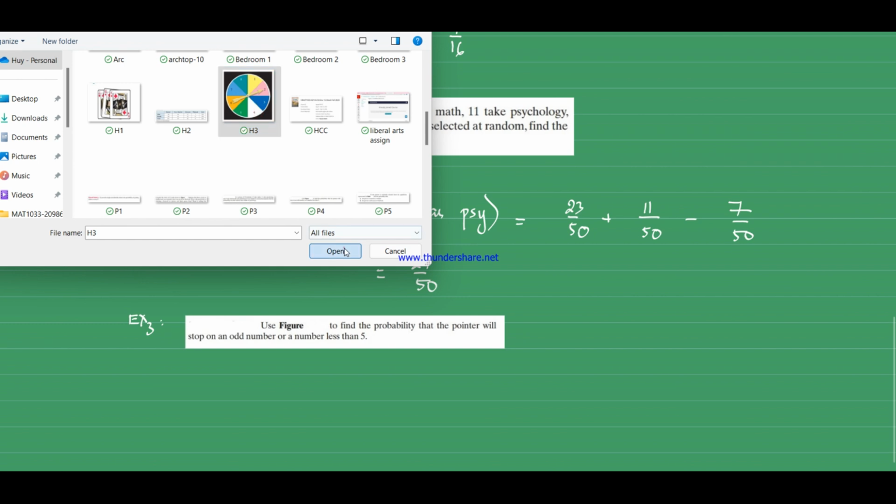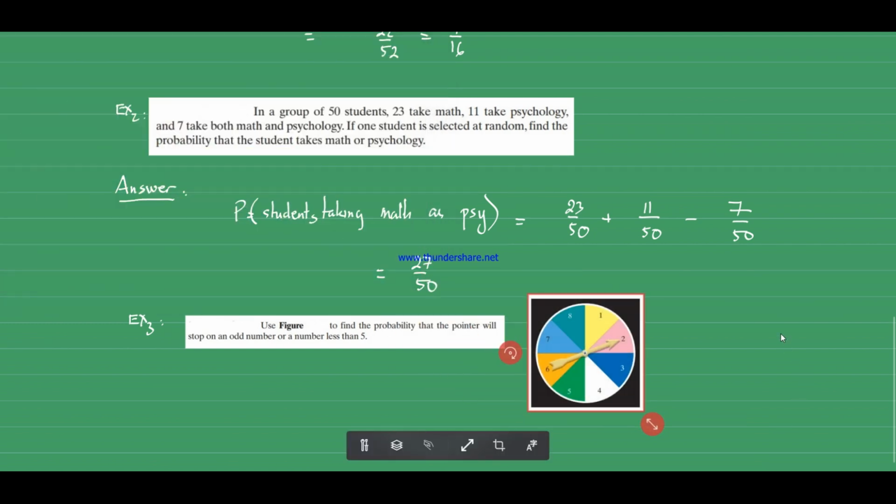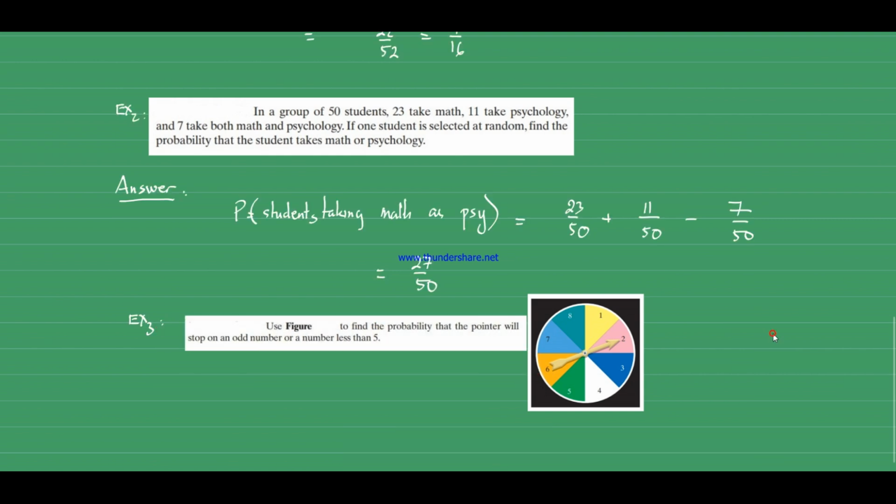So the figure here. Use the figure to find the probability that on the pointer, we stop on an odd number or a number less than 5. Now we have to check if it is inclusive or not. An odd number and a number less than 5: the odd numbers less than 5 are 1 and 3. So they do have something in common. In order to do this, very easy.